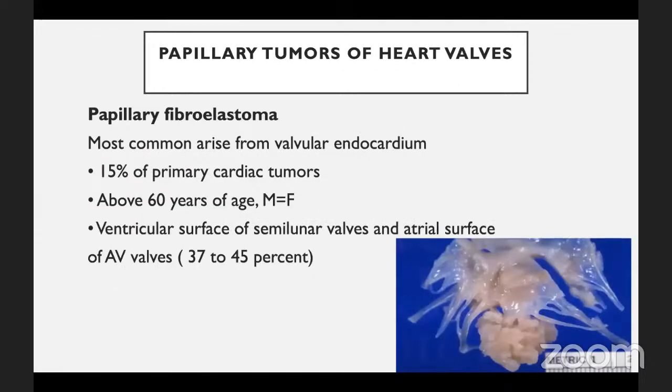The third type is the papillary tumors of the heart valve. We have the papillary fibroelastomas. They most commonly arise from the valvular endocardium. They represent 15% of the primary cardiac tumors, and they present in patients who are above 60 years old, with equal distribution between males and females. They occur on the ventricular surface of the semilunar valves and the atrial surface of the aortic valve.